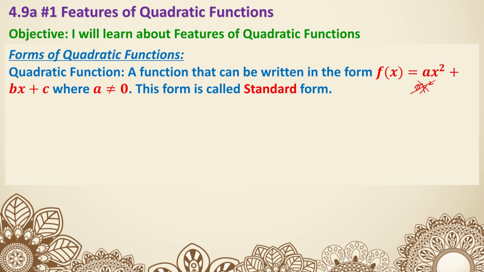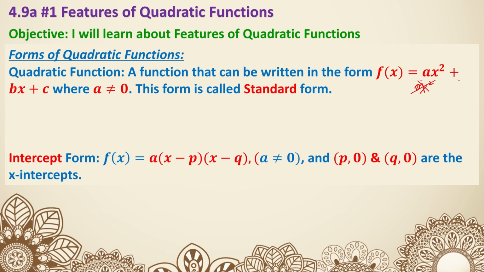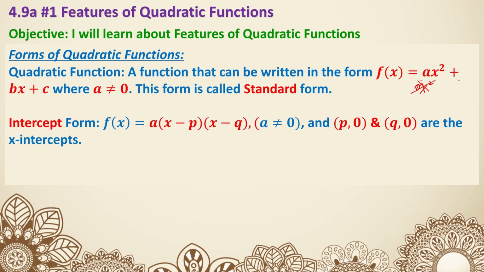We have seen it before. When we learned about using the quadratic formula, we had to make sure to put everything into the standard form. It was a standard form equation instead of standard form function. Next, intercept form. f(x) = a(x − p)(x − q). And same thing, a can't be 0.